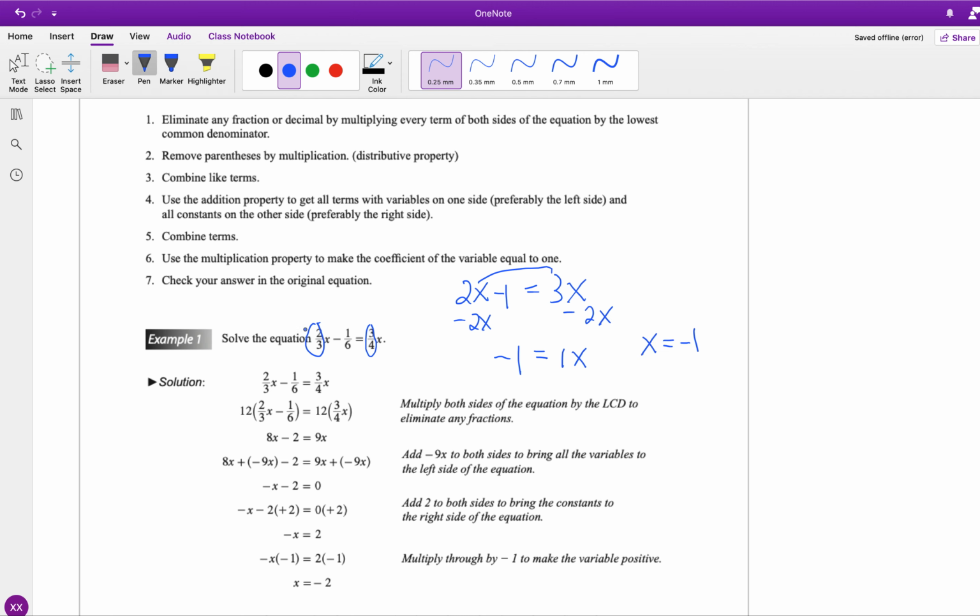Now, again, the difference now is the coefficient. Instead of 2x, it's 2 over 3x. Instead of 1, this is 1 over 6. The same thing about this coefficient for this x. Now, you could just use fractions to do exactly the same thing. So 2 over 3x, subtract 1 over 6 equals 3 over 4x.